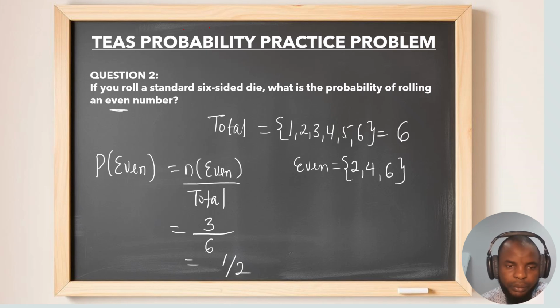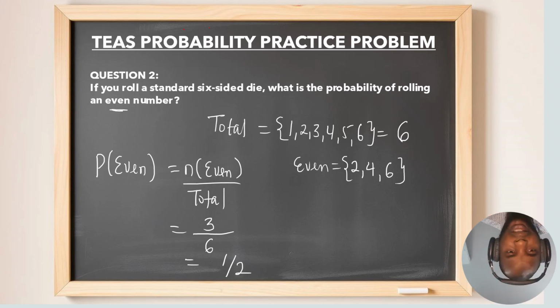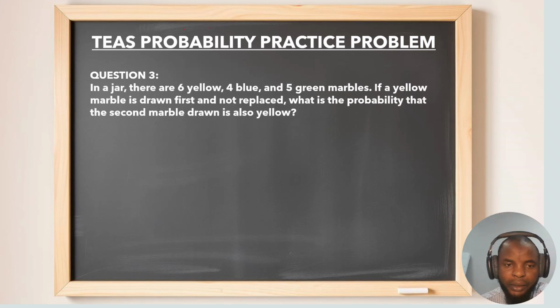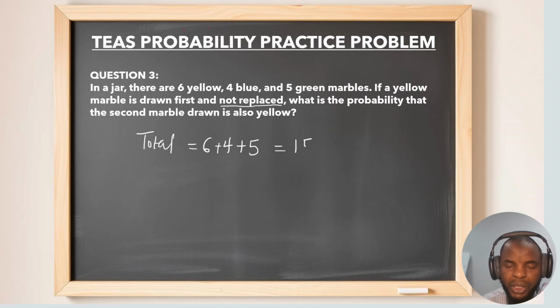Question number 3. It says, in a jar, there are 6 yellow, 4 blue, and 5 green marbles. If a yellow marble is drawn first and not replaced, look at this, it's very important, this is without replacement. What is the probability that the second marble drawn is yellow? The total marbles we have is 6 yellow plus 4 blue plus 5 green. In total, we have 15 marbles.